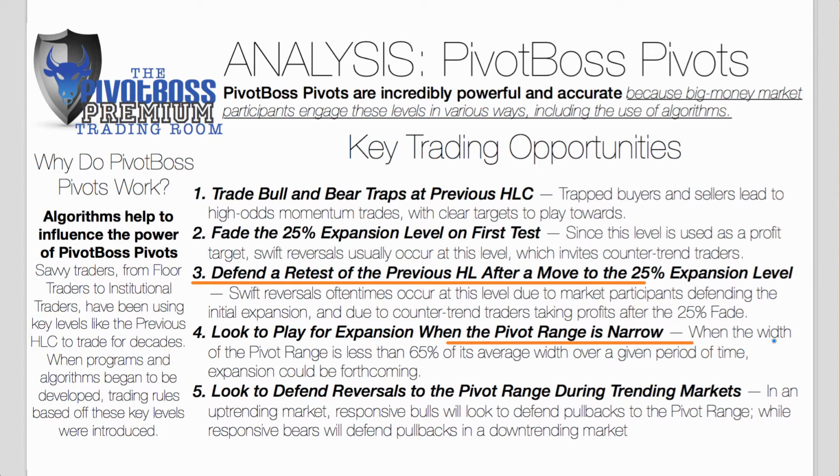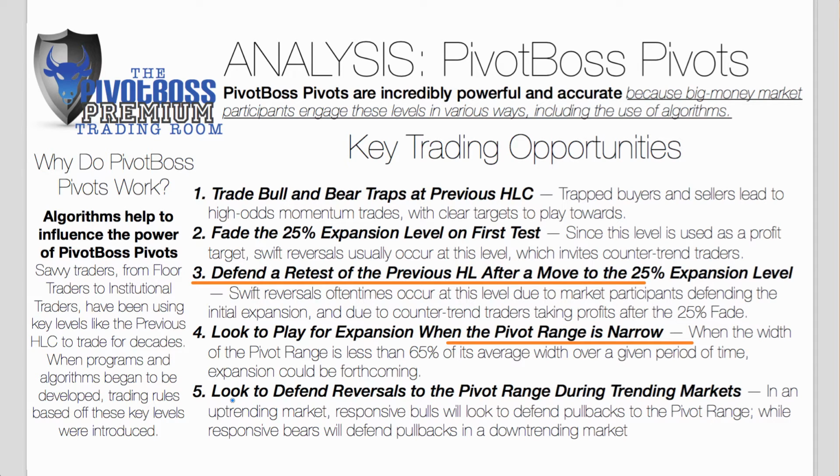So this is pivot width analysis. When the pivot range is less than 25% of its average size, that usually lets you know that you're about to see some type of expansion ahead. So when the pivot range is extremely narrow compared to average, look to play for expansion at some point, and then from there you have your extension targets to play to.